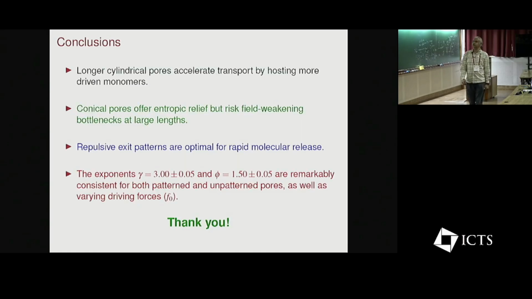So let me conclude. We found that a longer cylindrical pore accelerates transport by hosting more driven monomers. A conical pore offers entropic relief but risks field-weakening bottlenecks at large lengths. Repulsive exit patterns are optimal for rapid molecular release. And the most important result is that the exponents gamma equals 3 and phi equals 1.5 are remarkably consistent for both patterned and unpatterned pores, conical and cylindrical, for various driving forces F0. Thank you.